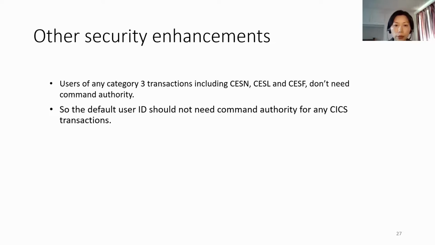There are a couple of other security enhancements. One here is that there are category 3 transactions, including CESN for sign on and CSSF for sign off, etc. They do not need command authority. So in 5.6, we have removed that requirement. Then as a default user ID, you do not need command authority for any of those CICS transactions. So it is the same way you manage the command authority setting for the default user ID.